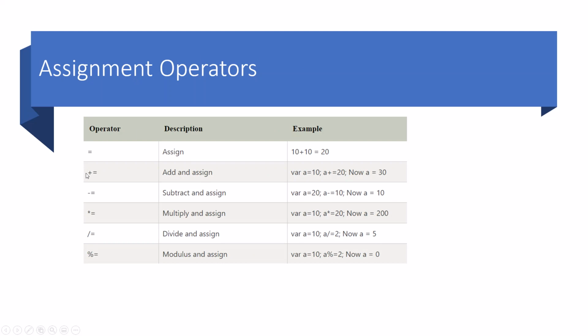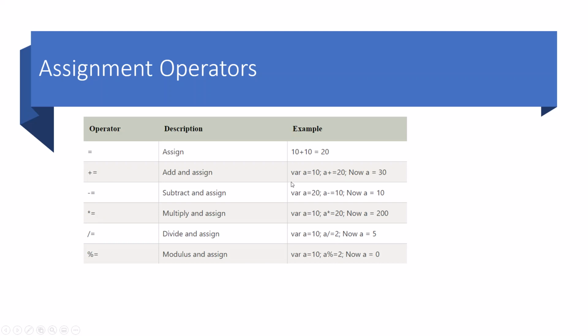So in assignment operators, we have the assign operator, which is equal to, and add and assign, which is plus equal to. So it will first add and then assign that value to the variable. Then minus equal to, which is subtract and assign. The next, star equal to, means multiply first and assign the value to the variable.